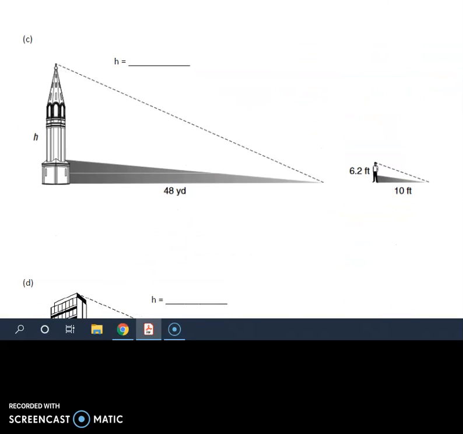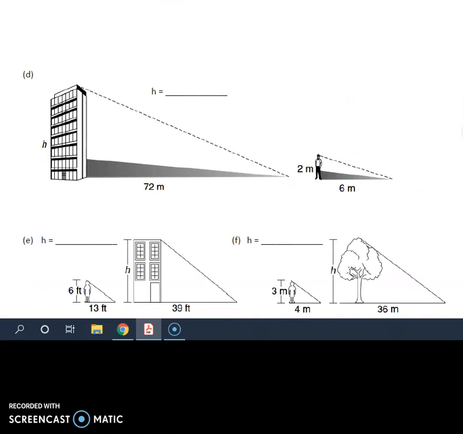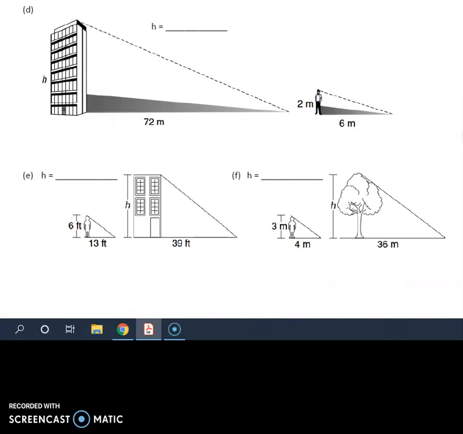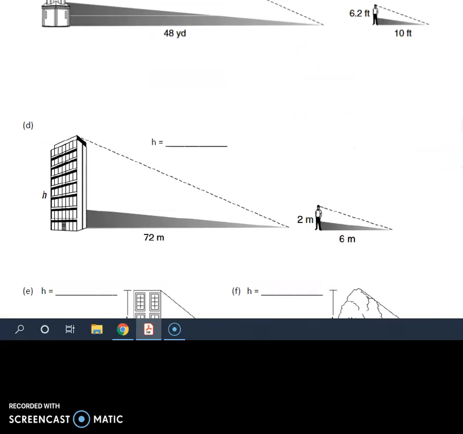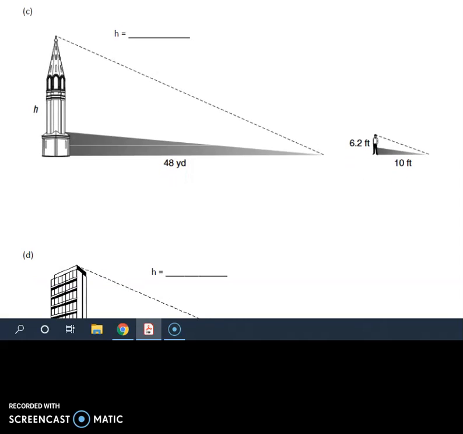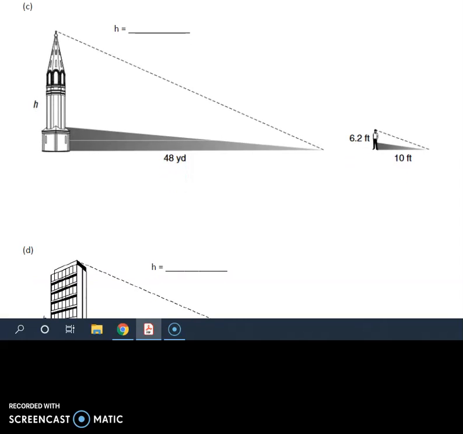We have two more problems on page 2, C and D, and at the bottom I have E and F. So there's 4 problems total. So if you would go ahead and complete these 4 problems, turn the video on when you're ready to talk about them.